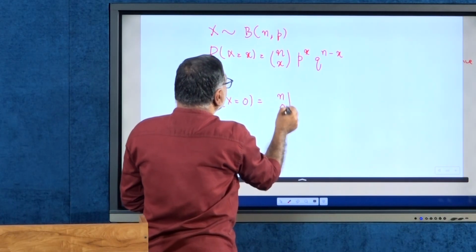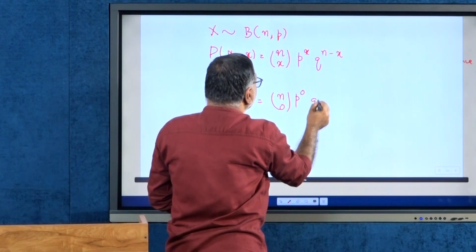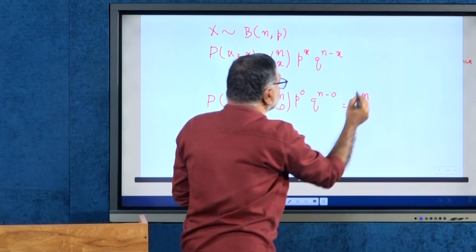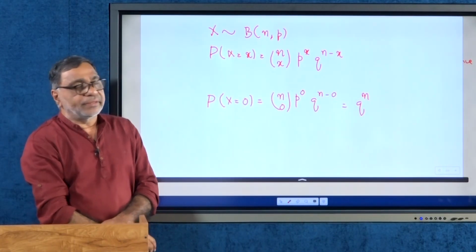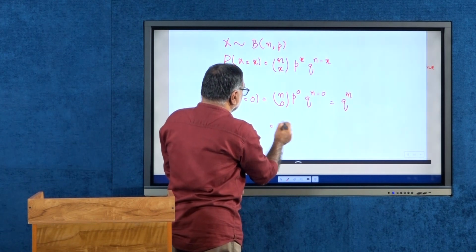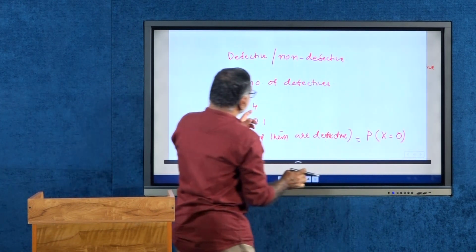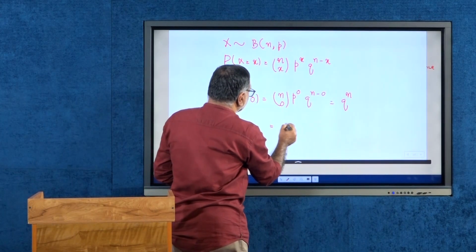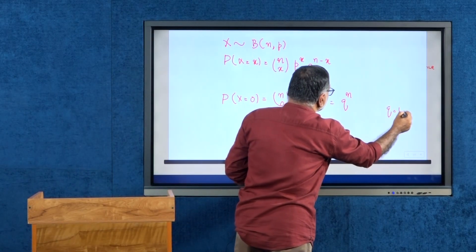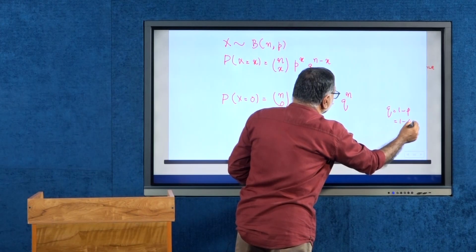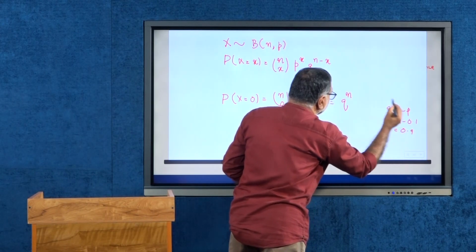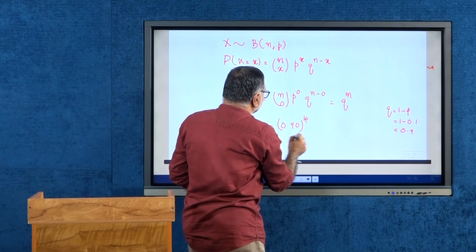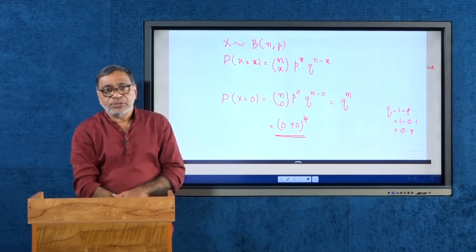That is nC0 p^0 q^(n-0). Or generally, you remember, the probability of x equal to 0 is always q^n. Earlier we have n equal to 4 and p equal to 0.1. So q is 1 minus p, that is 1 minus 0.1, 0.9. So it is 0.9^4. So this is our probability of x equal to 0.